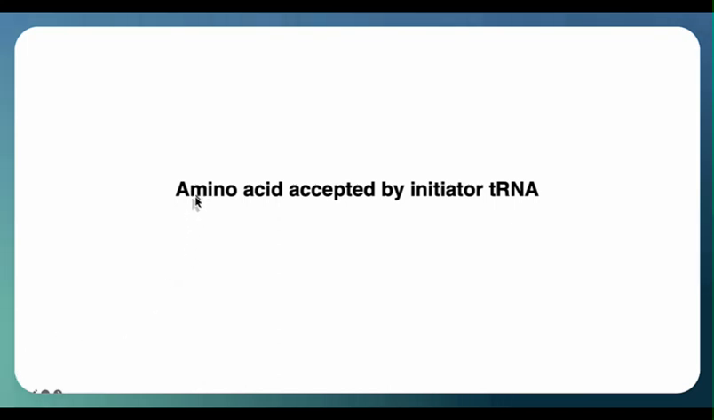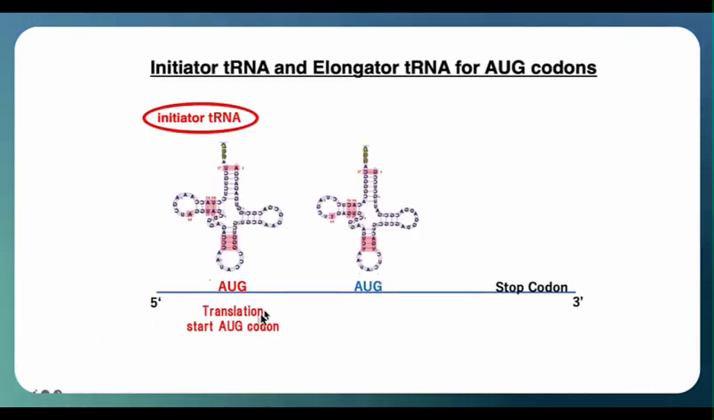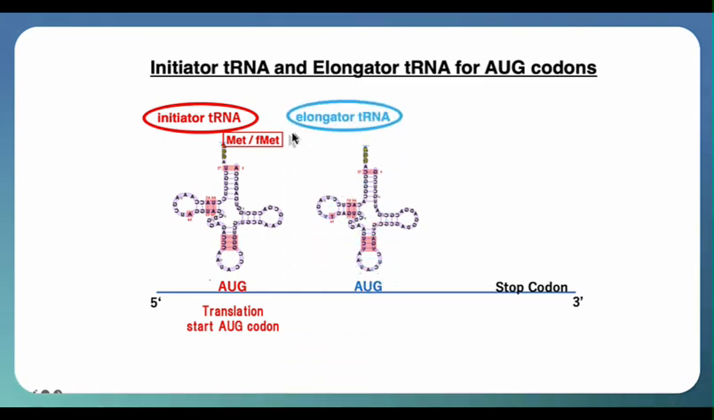Now, next topic is on the amino acid accepted by initiator transfer RNA. The codon for translation initiation is AUG, and the transfer RNA that corresponds to this codon is called an initiator transfer RNA, on which methionine or formyl methionine is charged. Transfer RNA that corresponds to non-translation initiation AUG codons is called elongator transfer RNA, always charging methionine.